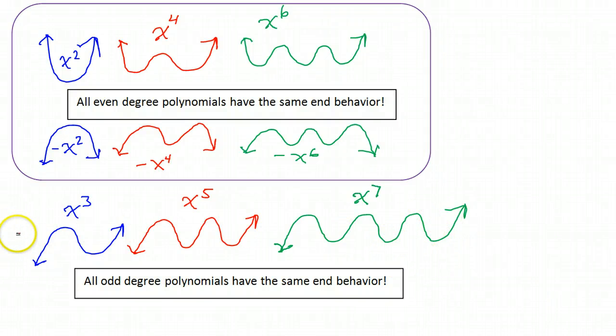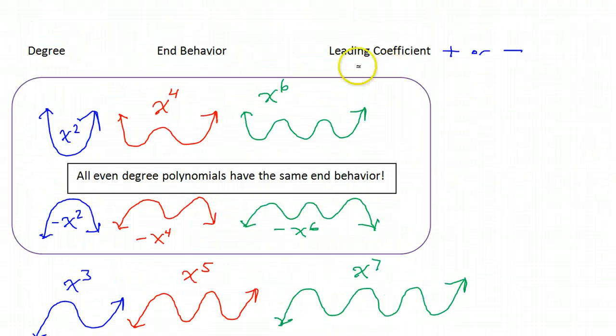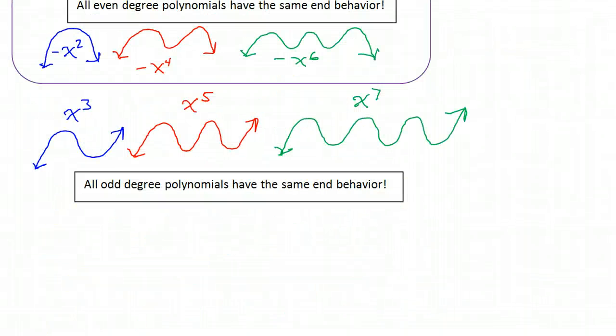Notice all odd degree polynomials have end behavior like x to the third power, like a cubic. So if you memorize how a cubic works, falls on the left, rises on the right, then guess what? You've just memorized how all of the odd ones work. Now, again, it's a difference between the positive versions, and again, I'm talking about leading coefficient here, positive or negative. These are all the positive leading coefficient versions of this.